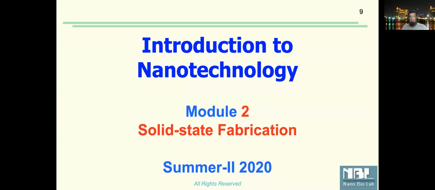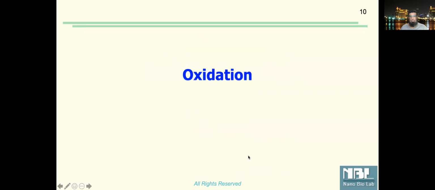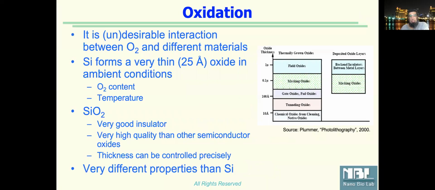Hi, we continue introduction to nanotechnology. Photolithography is used to transfer design on the surface of a chip. Many times on the surface of a chip, we have grown an oxide. The oxide is the natural reaction of oxygen with a lot of hard surfaces, a lot of materials. We call it rust. So it's nothing but an undesirable interaction between oxygen and a number of different materials.